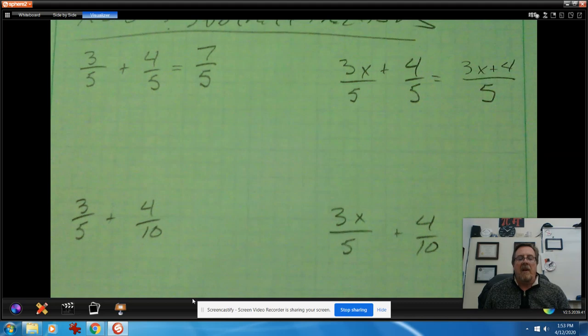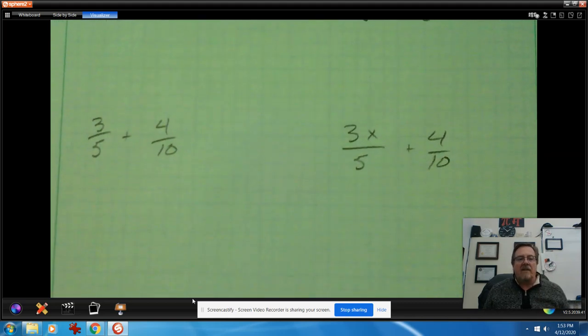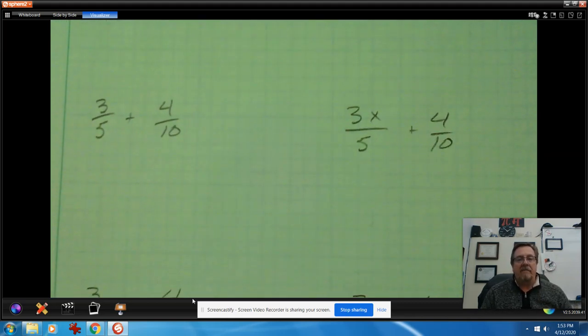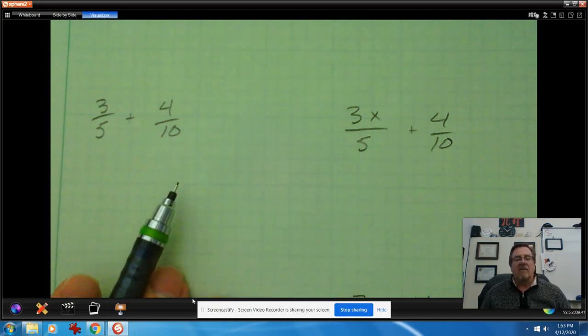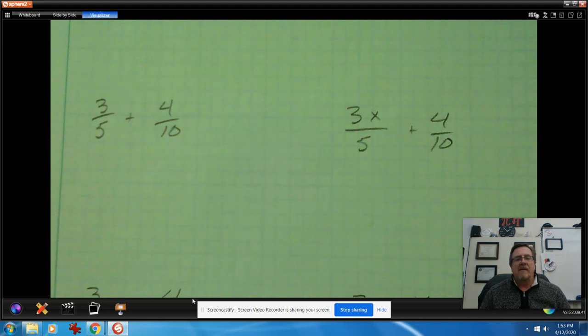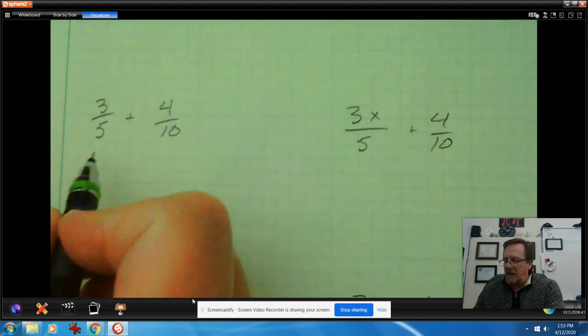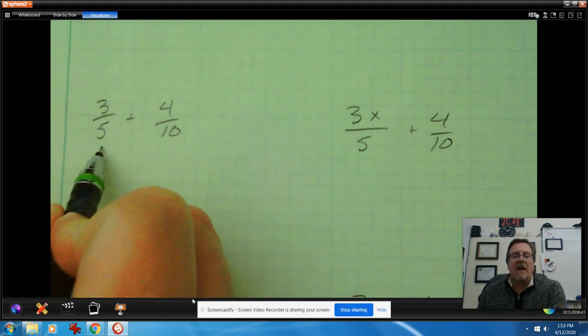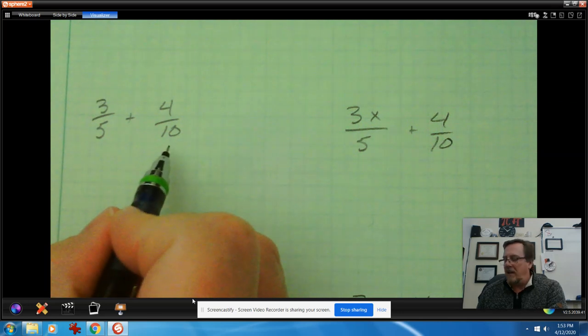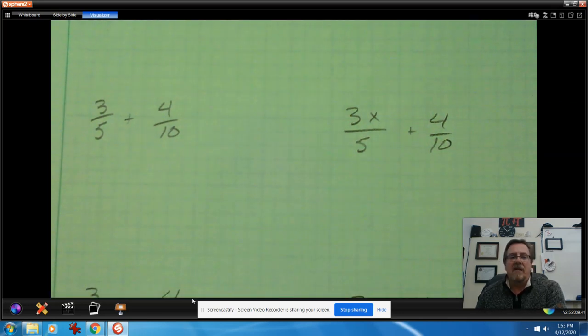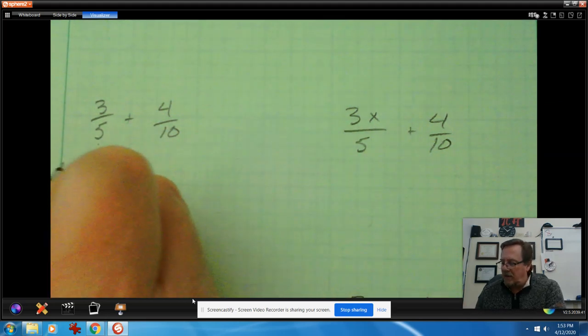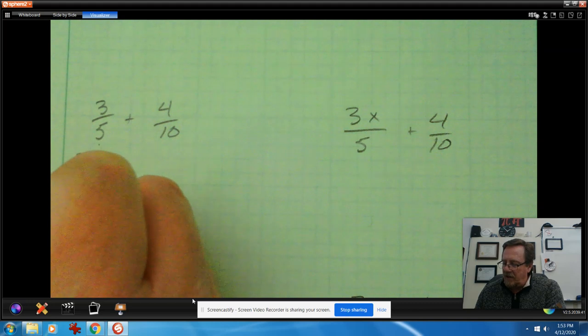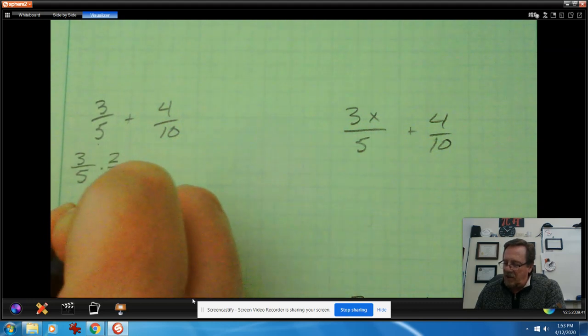Yay! Now, earlier I said, when we add fractions, the denominator needs to be the same. What if it's not? So here's a case where we have 3/5 plus 4/10. The denominators are not the same here. So what you have to do is you have to think, how can I get my 5 to be like a 10? And the way we do that is we'd have to multiply 5 by 2, wouldn't we? So I'm going to think about this fraction over here as 3/5 times 2 over 2.